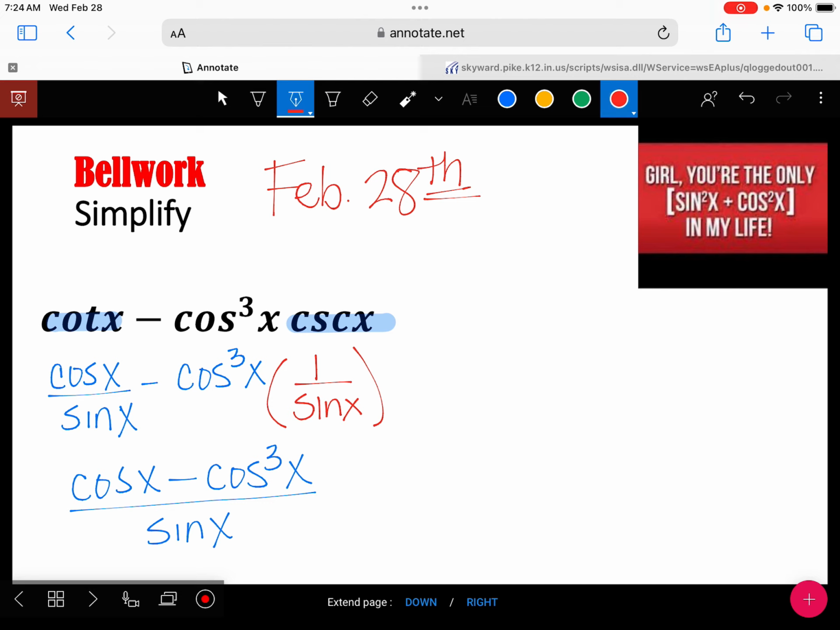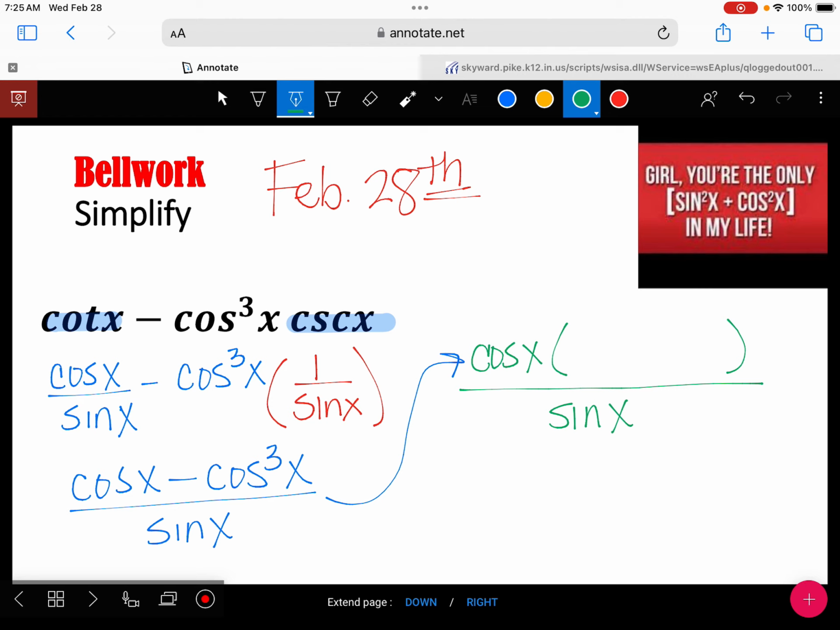And again, this is the same as saying x minus x cubed. That's what that is saying, x minus x cubed. So what can I factor out? A cosine. So when I take out the cosine, I'm taking that out. And then remember, this is still all over sine. What do I have at that point? What's left inside of the parentheses?